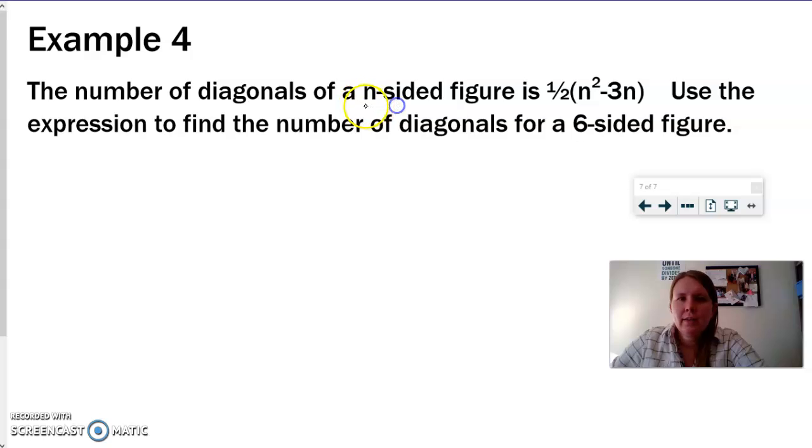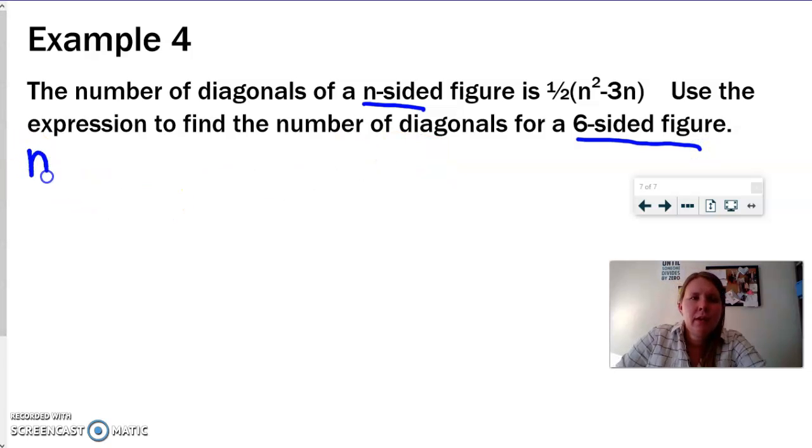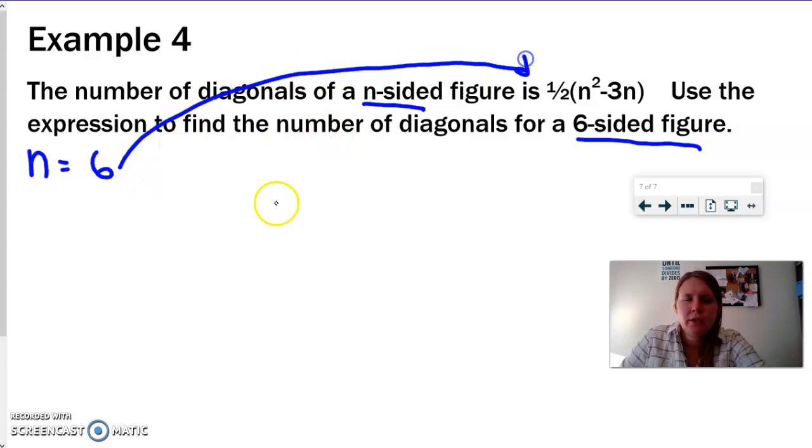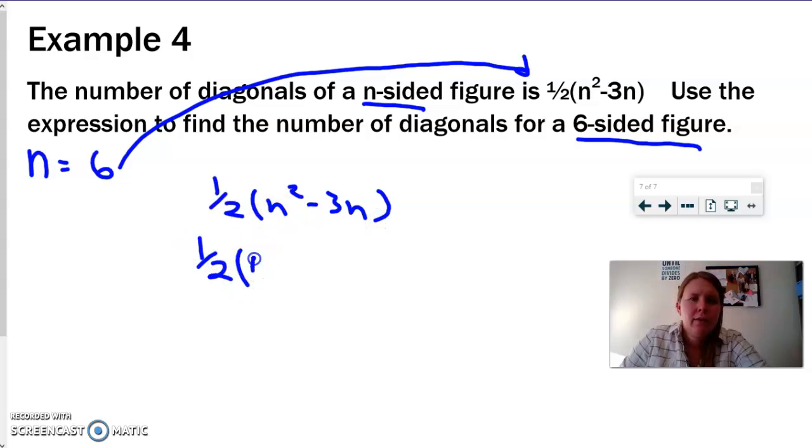So it's n-sided. If I'm going to say it's 6-sided, that's showing me that I'm going to have n equals 6. So what I'm going to do is plug this into this equation. So here's the original equation. I'm going to plug in 6 for n. So now I'm going to have 1/2 times 6 squared minus 3 times 6.